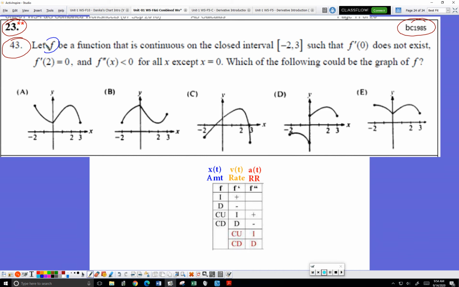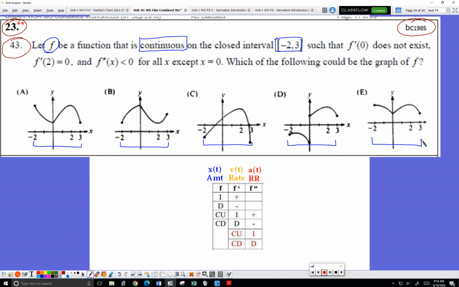It says F. That's important. I'm talking about F, not F prime or F double prime. F is a function that is continuous. Make sure I note that. On the closed interval -2 to 3. I noticed something there. All 5 answers are graphed on the interval -2 to 3. So that clue doesn't seem to be very important. That's not too atypical, so keep going.